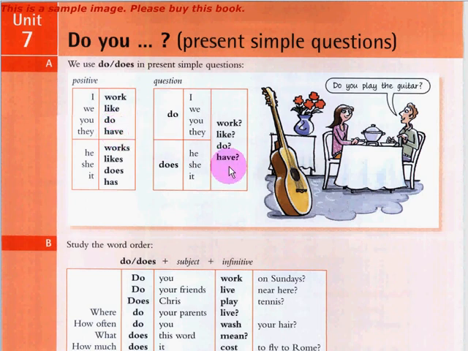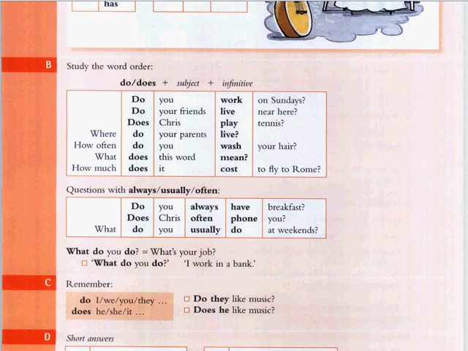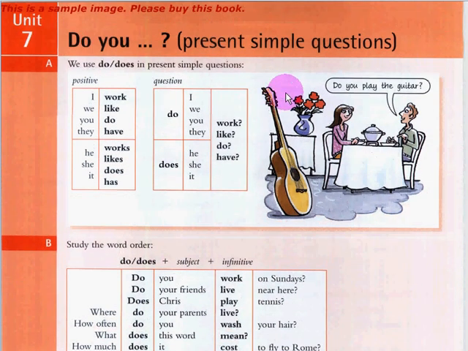So, in making present simple questions, we should remember that we use do for the following words: I, we, you, and they. And we use does for he, she, it, and for some proper nouns. Alright? Now, let's have some examples. Do you play the guitar? So as you can see, we use the word do because our subject is you. And the word play is the infinitive or the base form of the verb, right?